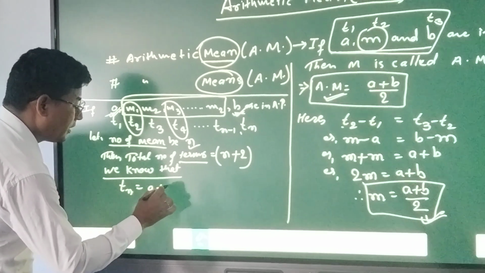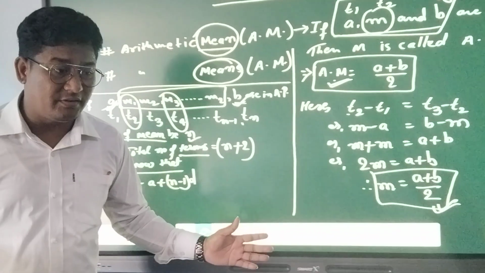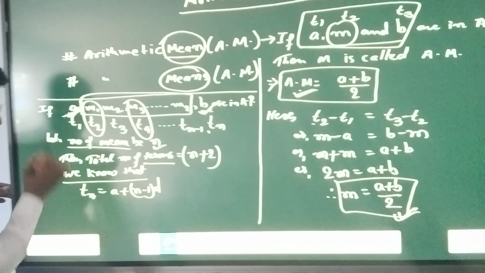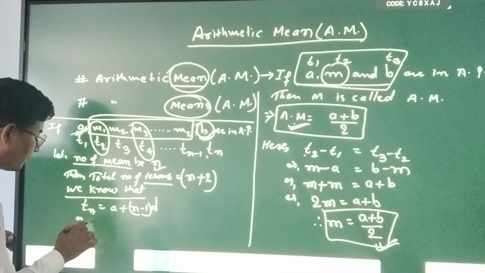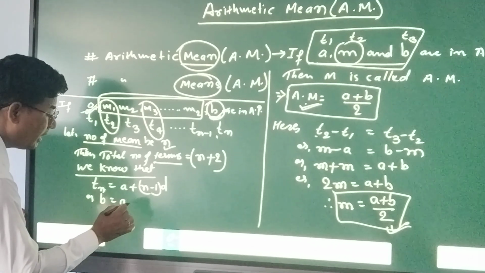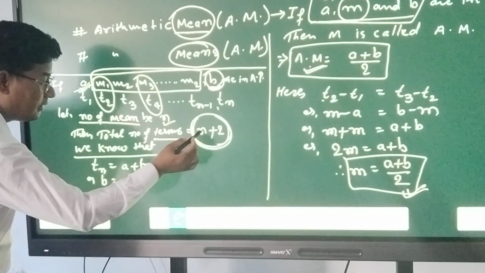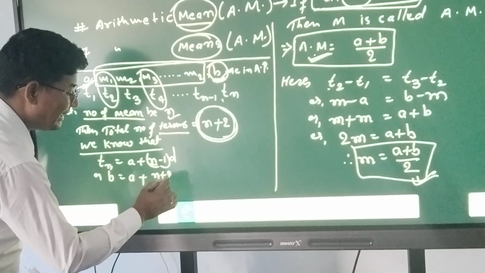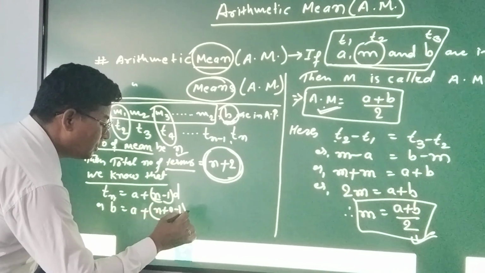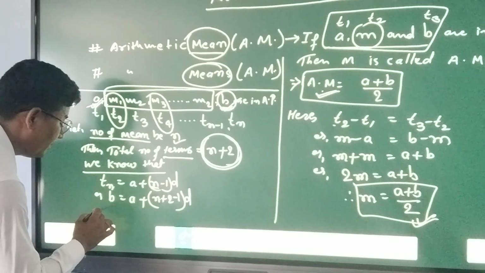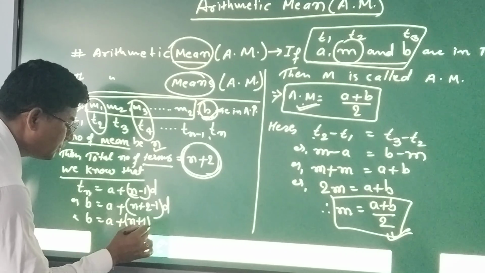Now we know that the general term equals a plus (n minus 1) into d. Everybody knows this formula? Yes. And here I am taking the last term as the general term. What is the value of the last term? Equal to a plus, with n replaced by n plus 2, (n plus 2 minus 1) into d. It becomes b equal to a plus (n plus 1) into d.